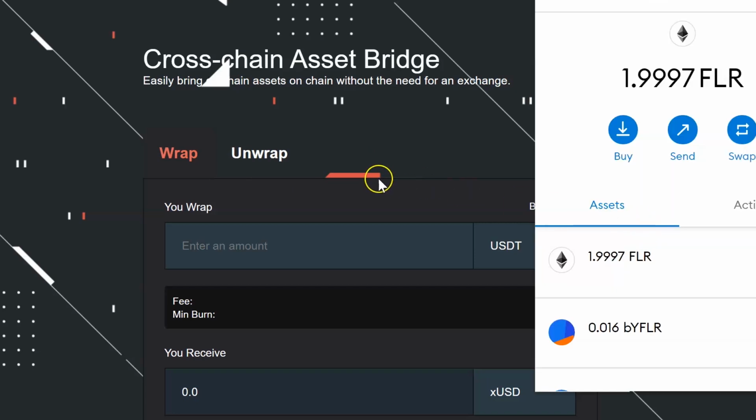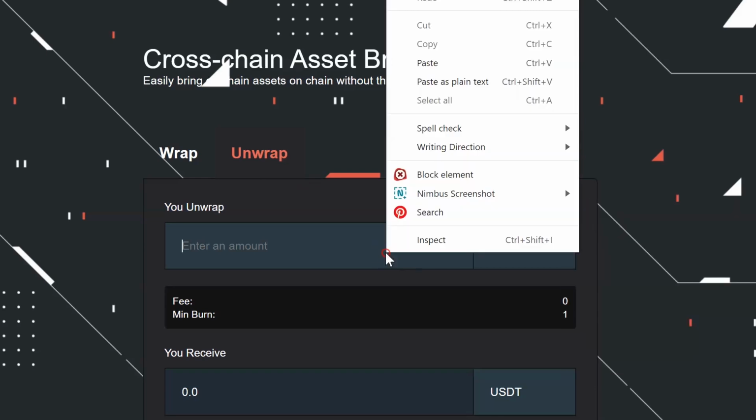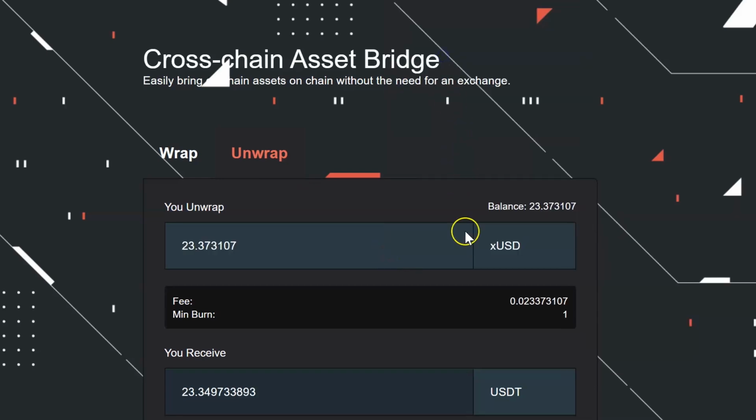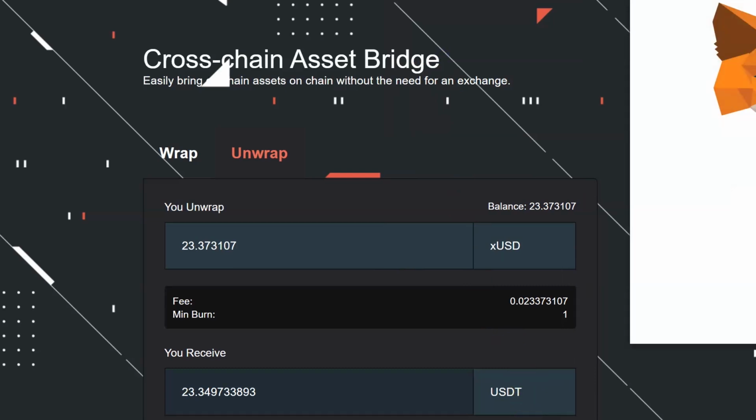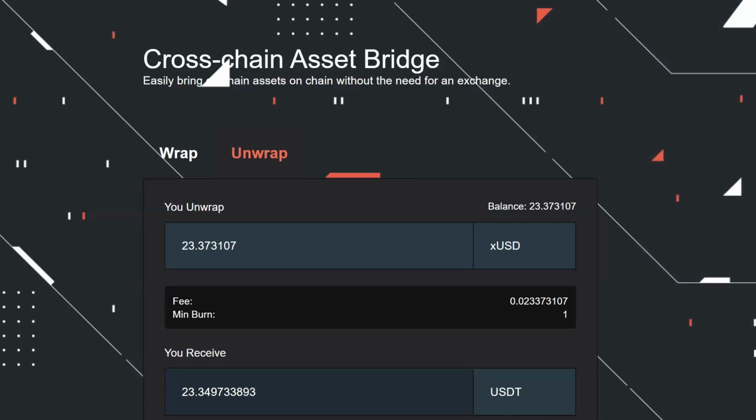All right, unwrapping. Coston, then you go to unwrap, and there's my balance. So you can go ahead and take whatever you would like. Of course, I want it all. Wouldn't you? I know I do. I want it all.